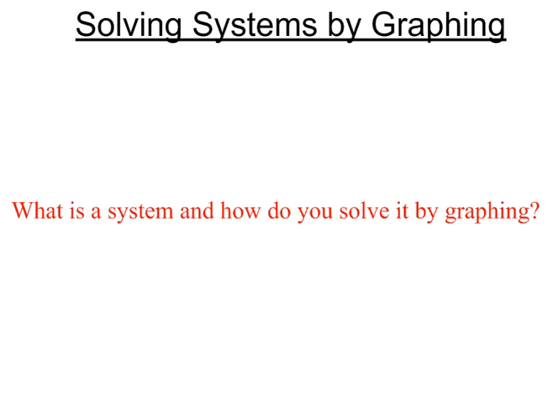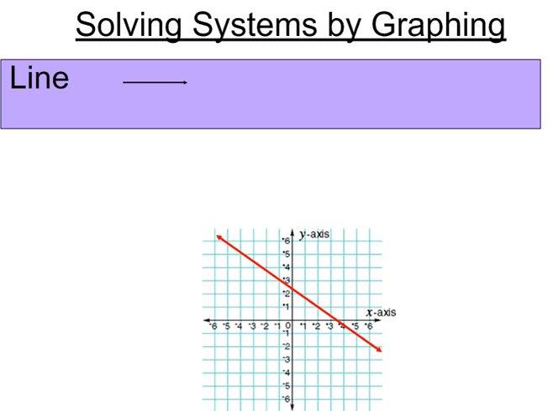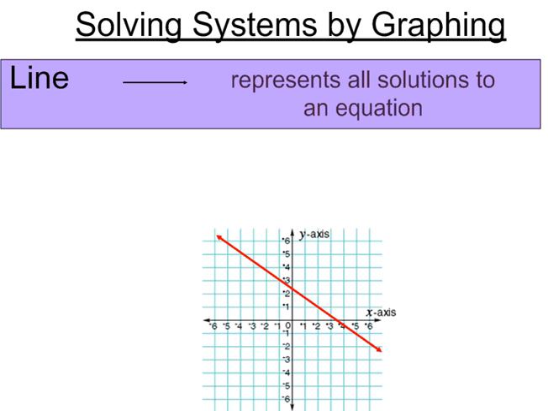Solving systems by graphing. What is a system and how do you solve it by graphing? Well, first we have to remember a couple of things. Let's remember what we know about a line, that a line represents all the solutions to an equation. So all the ordered pairs that we could find that will solve that particular equation will be found on the line. Now, when we're dealing with a system, we're basically talking with more than one line.